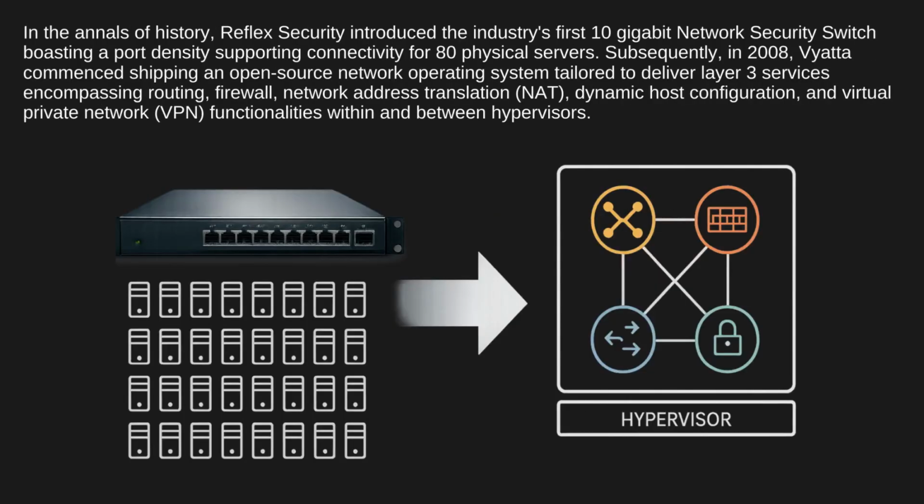In the annals of history, Reflex Security introduced the industry's first 10 gigabit network security switch, boasting a port density supporting connectivity for 80 physical servers. Subsequently, in 2008, Vyatta commenced shipping an open-source network operating system tailored to deliver Layer 3 services encompassing routing, firewall, network address translation, NAT, dynamic host configuration, and virtual private network, VPN, functionalities within and between hypervisors.